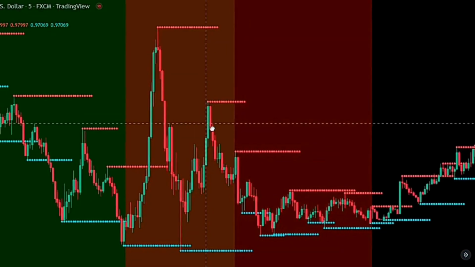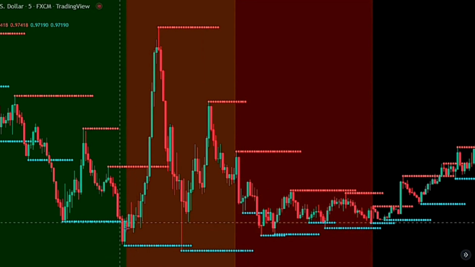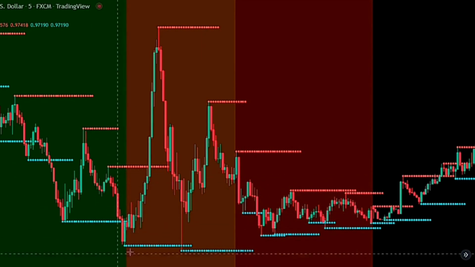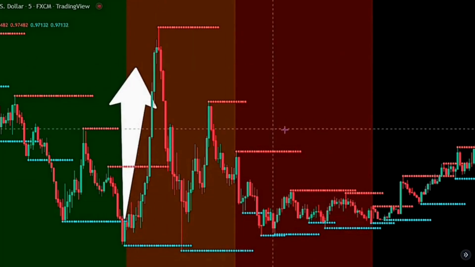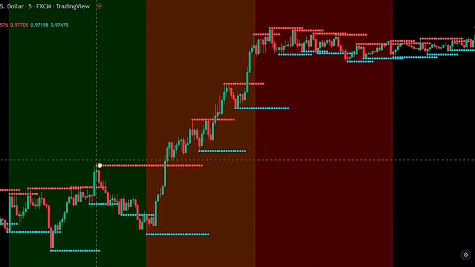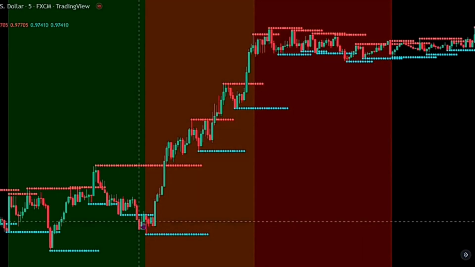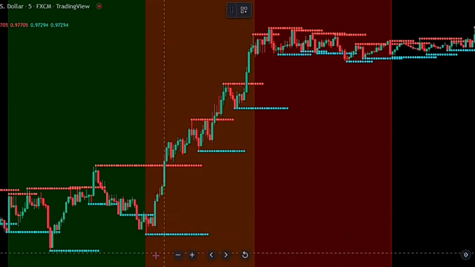Moving on. This one right here, we see what we just explained occurred here, only that this time around, we would have been in a long position. Moving on. Now the same applies here as well, and see how profitable they really tend to be.